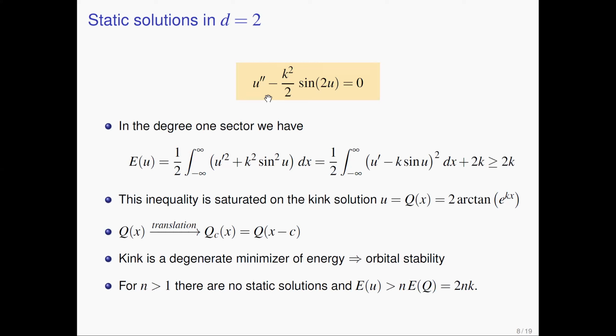In 2 dimensions, there is no friction. It's just a simple inverted pendulum equation. And in this case, if we consider solutions of degree 1, we can write the following identity. This is the energy. And the energy can be written as a term which is the square of this first order equation plus 2k. So this is obviously bigger or equal to 2k. And this inequality, well, it's an example of a so-called Bogomolny inequality, is saturated. It means that this term, the integrand, is zero if u is equal to 2 times arctangent of e to the kx. So this is a kink solution.